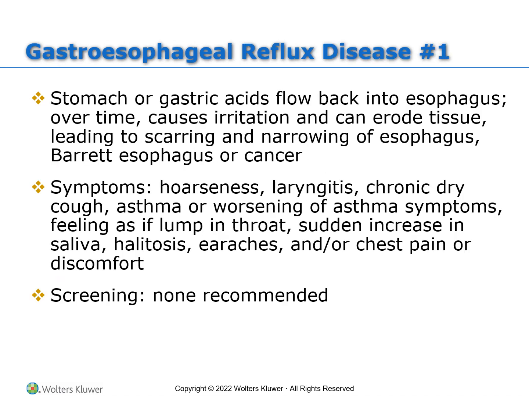So GERD happens if the stomach acid or the contents flow back into the esophagus. That causes irritation on the lining of the esophagus, and over time, this chronic irritation of the esophagus can lead to serious complications. So those complications would include things like strictures of the esophagus due to narrowing, esophageal ulcers, Barrett's esophagus, which is a condition that causes precancerous changes of the esophagus.